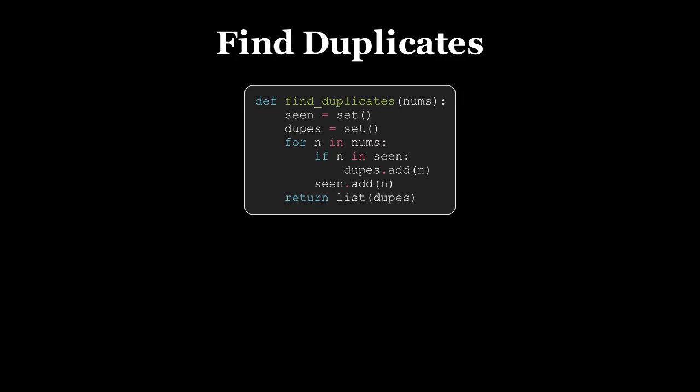Finding duplicates in a list, same idea, even simpler. Walk through the list. For each number, check if we've seen it before. If yes, it's a duplicate. Otherwise, mark it as seen. We use a set instead of a dict because we only care about presence, not position. 1 pass, O of n time, O of n space.